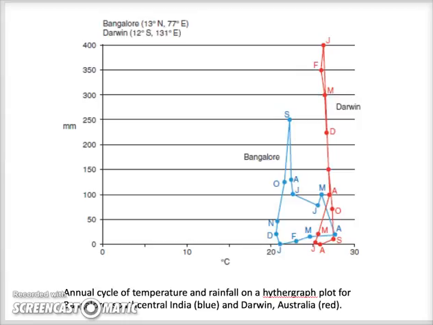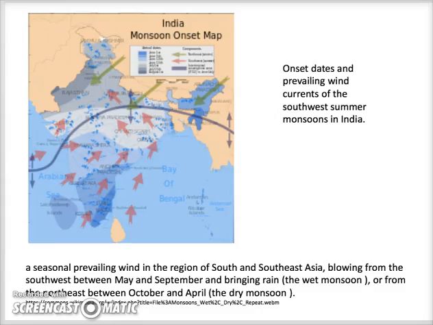Bangalore in south-central India receives about 100 millimeters per month during May to August, but then 300 millimeters in September as the monsoon retreats, because the Bay of Bengal depressions are then moving across India at lower latitudes.